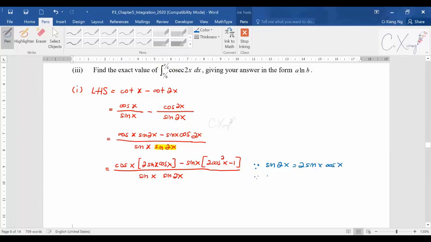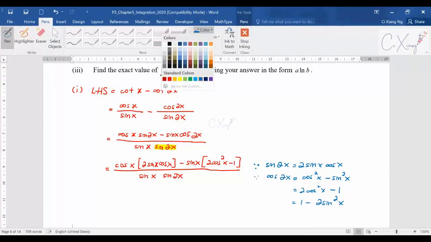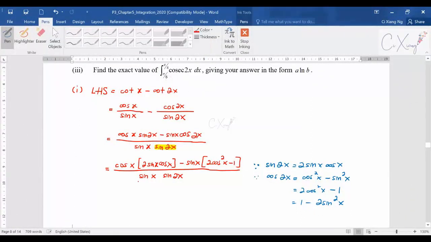For cos 2x, there are 3 formulas that you can apply here. The first of them is this, or 2 cos square x minus 1, or 1 minus 2 sine square x. If you are not so sure about the identities, you can always refer back to your chapter 3. You have to always try to learn how to memorize them so that you know how to apply them in your solution.